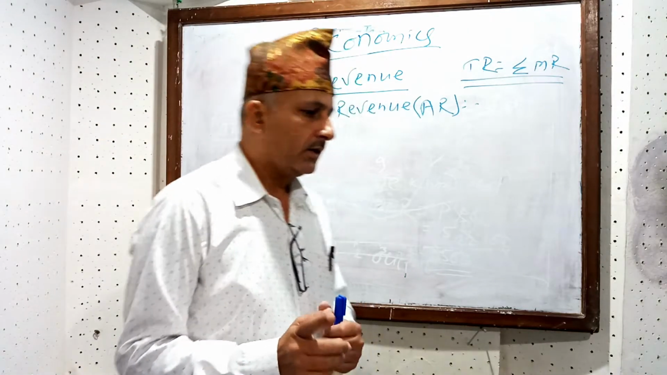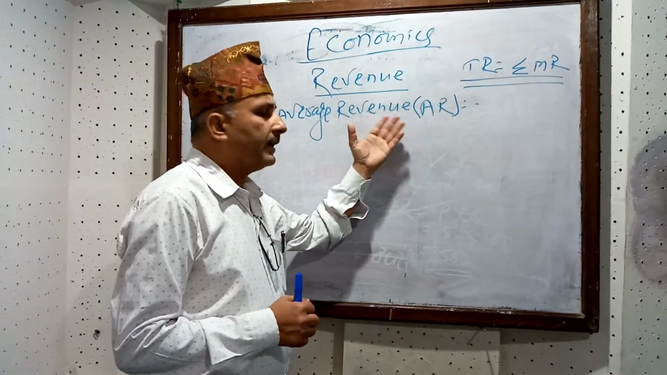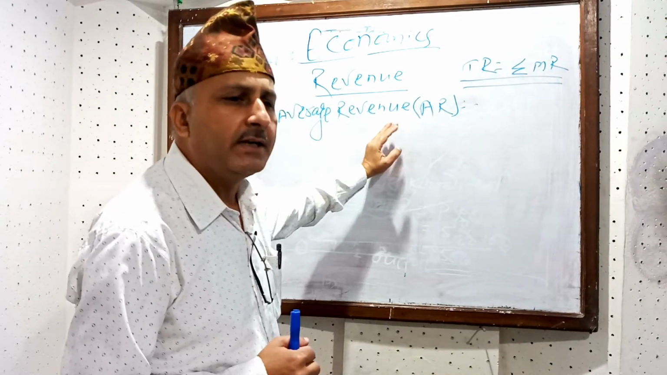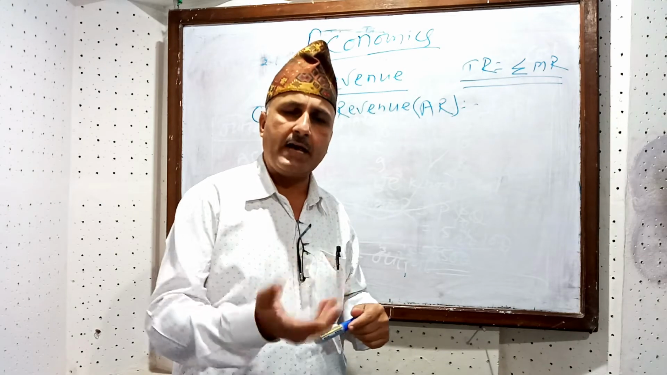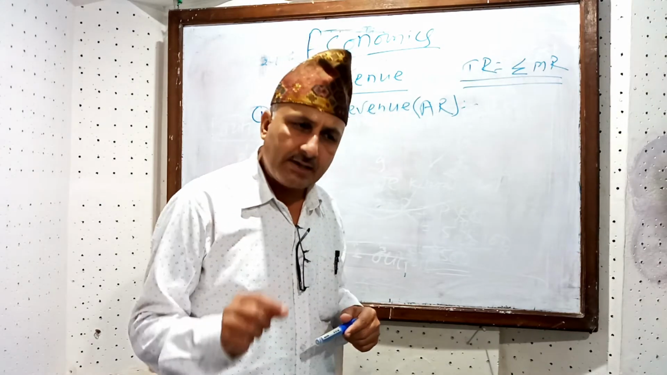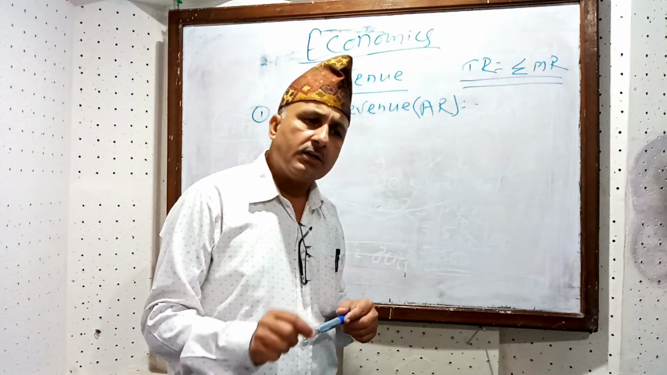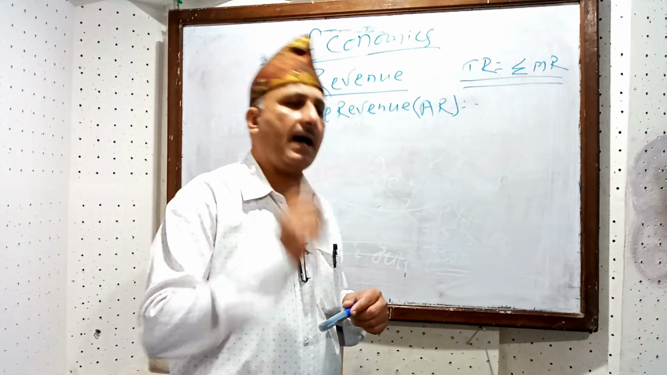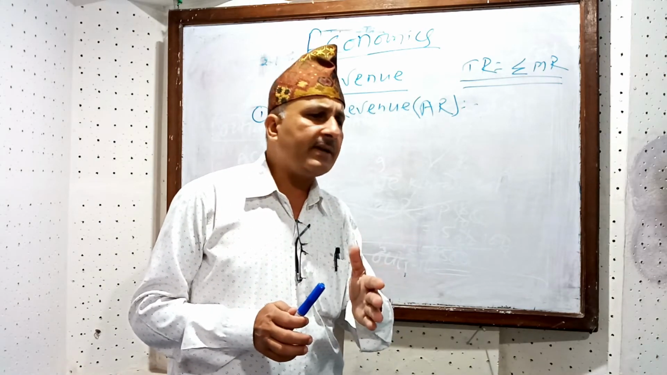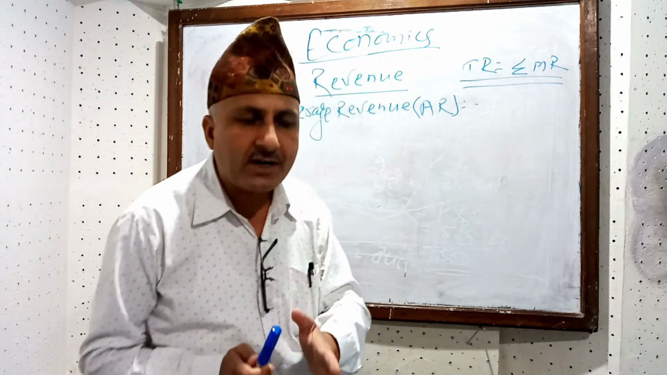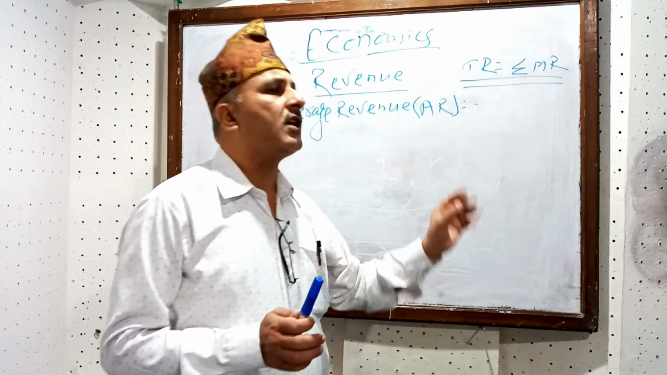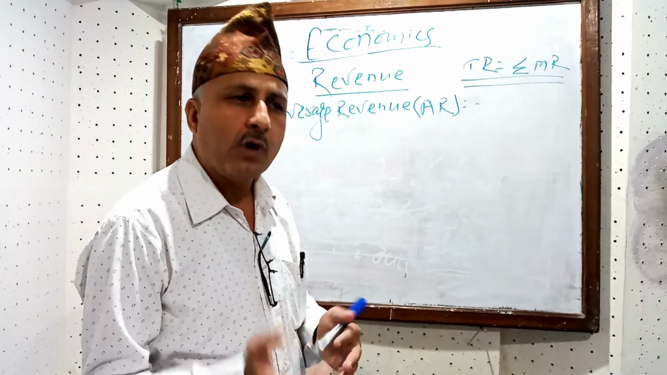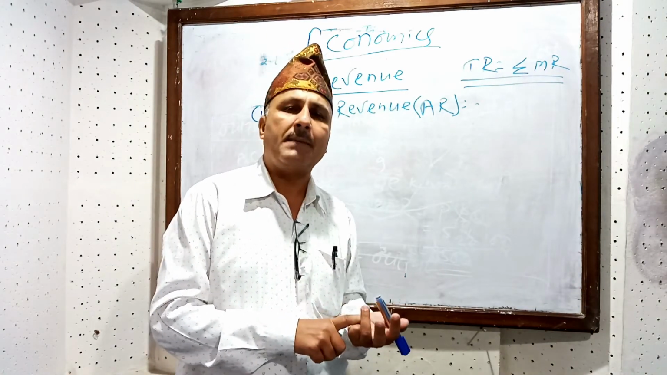Yes, I think you guessed. Average revenue is the result of dividing total revenue by the number of units sold in the market. Again, I am going to repeat it. That means to calculate average revenue, we must have the value of total revenue at first. Then we must have the number of units of that commodity sold in the market. If we have both values, then we can easily calculate average revenue.